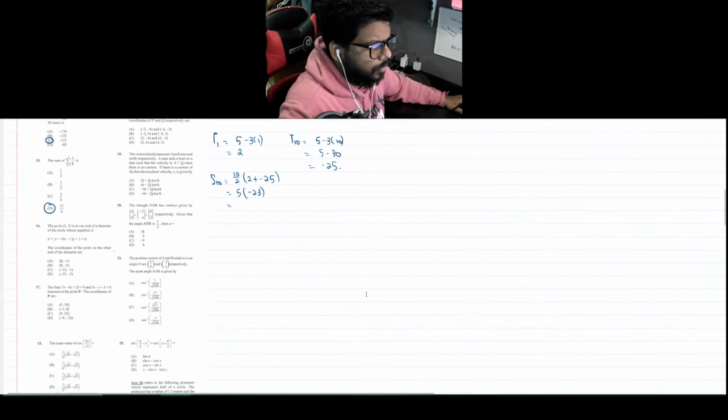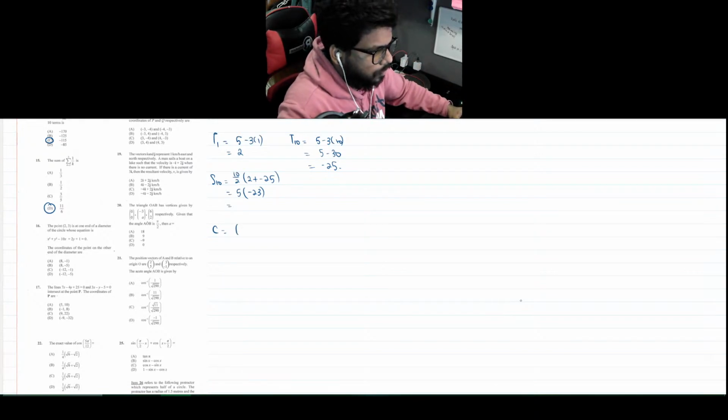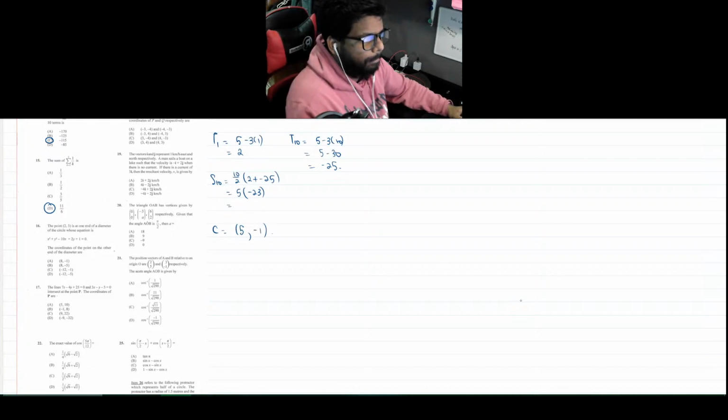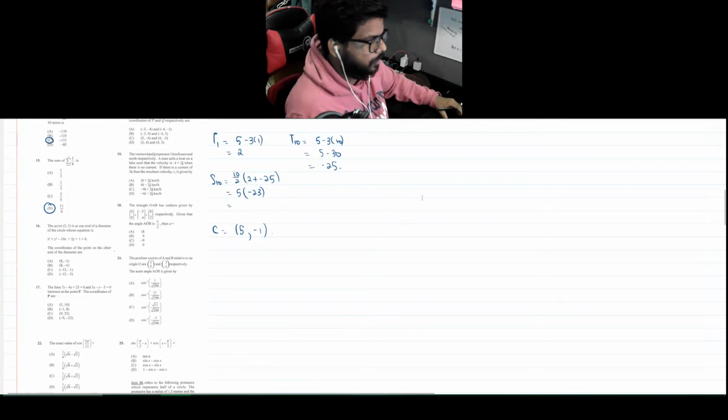The point (2, 3) is at one end of the diameter of the circle, whose equation is that. Find the coordinates of the point on the other end of the diameter. Okay, this one will take some working. Let me read off the center of the circle first. I'm doing it in my head. For the center, minus 2f, minus 2g, the center is (5, minus 1). Actually, I am going to do no working, because I'll again lose marks on working. Good, make life easy for yourself now. Enjoy it.